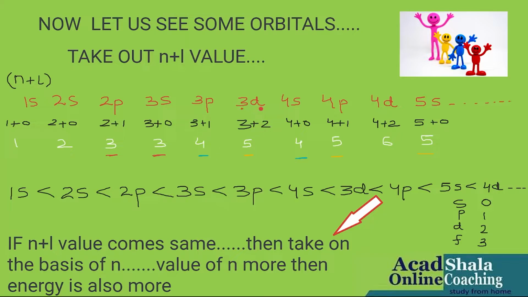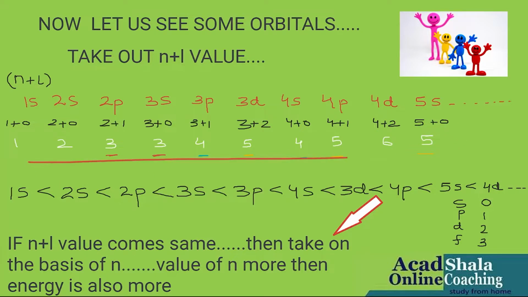Same is the case for 3d, 3 plus 2, that is 5, since the d value is 2, and 3 I have taken from here only, so it has come out to be 5. For 4s, 4 plus the s value 0, so 4 plus 0 is equal to 4. For 4p, 4 plus the p value 1, that is 5. And so on, 4d is 4 plus 2, 6, and 5s is 5 plus 0, 5.